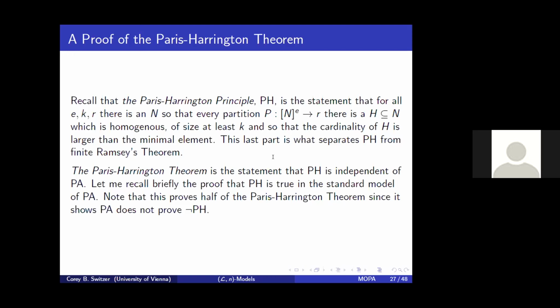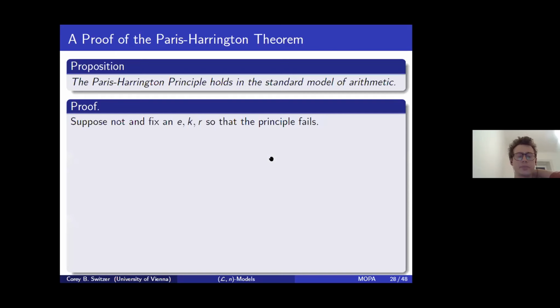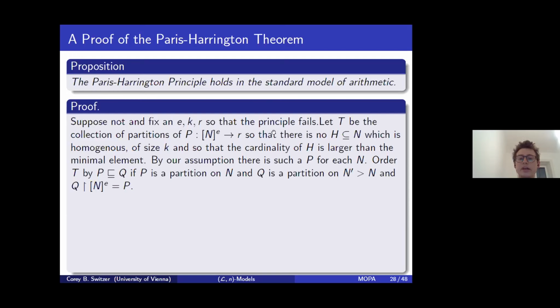Okay, so let me just very quickly remind you why PH is true in the standard model. It goes like this. Suppose not. You fix e, k, and r, so the principle fails. That means that no matter how big an n I choose, I can always find a partition on the e-size subsets of n in r colors with no homogeneous subset of the kind that Paris-Harrington says exists. And so let me take the collection T of all such partitions.